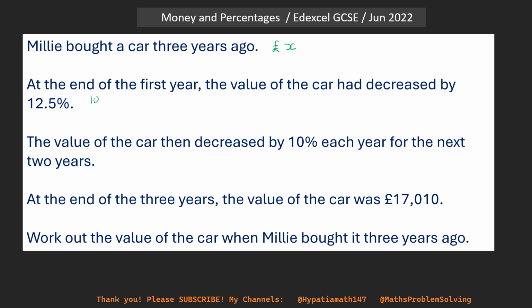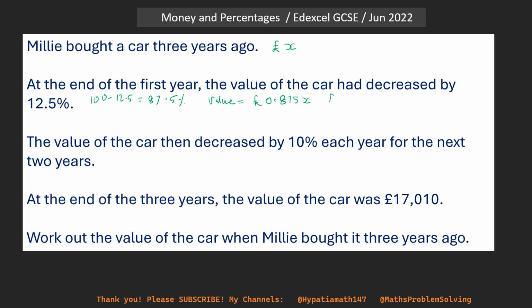So that means I could do 100 minus 12.5, and that equals 87.5. So 87.5% of the value of X. So the value of the car would be £0.875X. Okay, so then the value of the car decreased by 10% each year for the next 2 years.